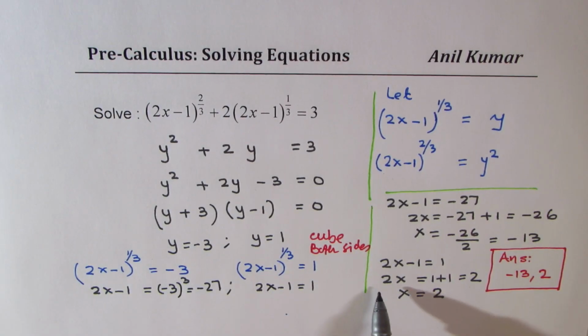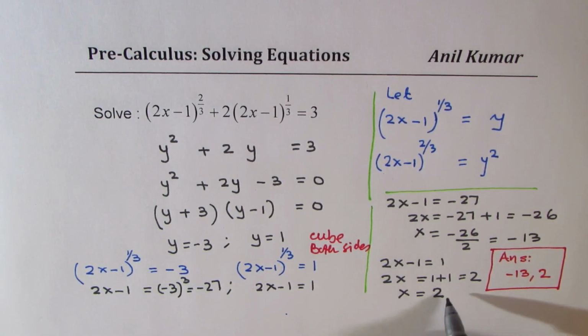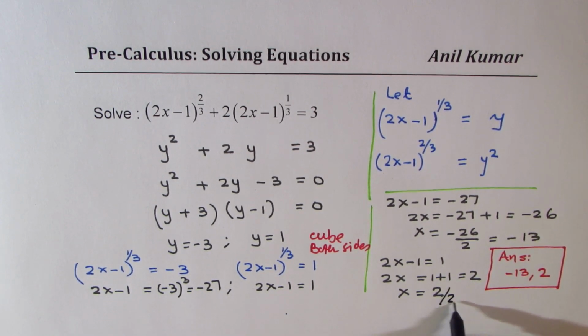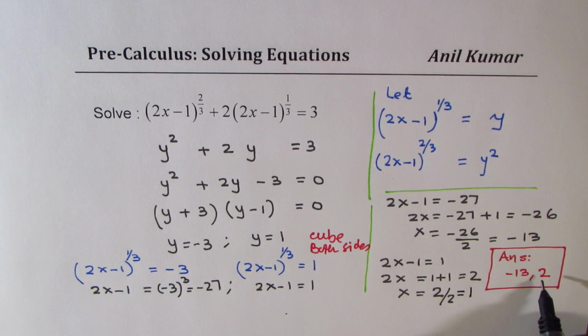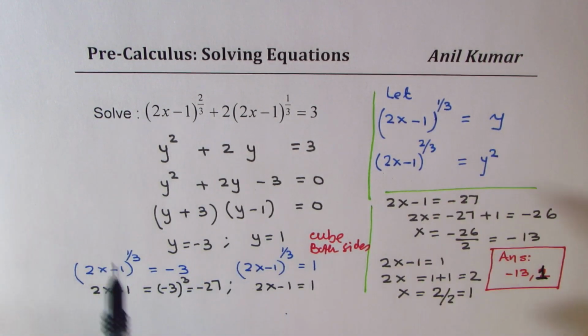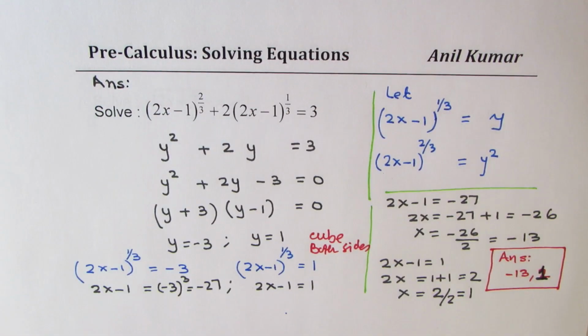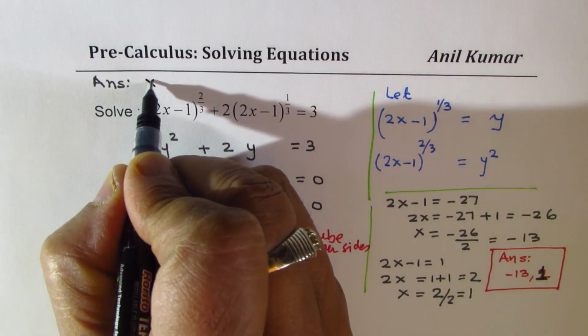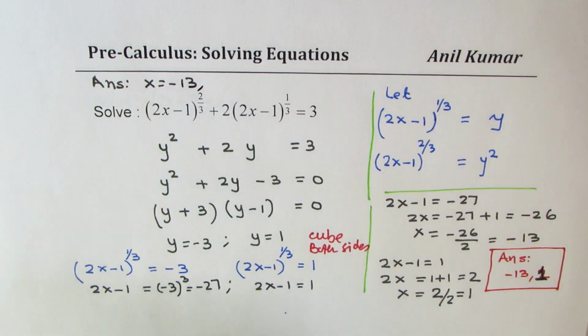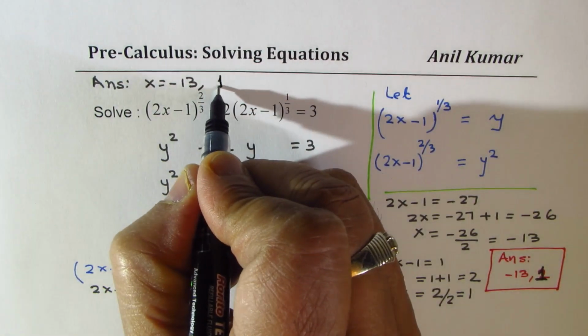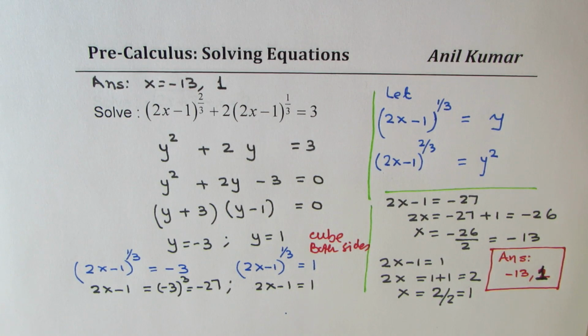Now, well, I made a mistake. 2x equals 2, so x is equal to 2 divided by 2, which is 1. So the answer is minus 13 and 1, correct? So we get our solution here, and let me rewrite the answer here. The answer is x equals minus 13 and x equals 1, correct? So these are the solutions.